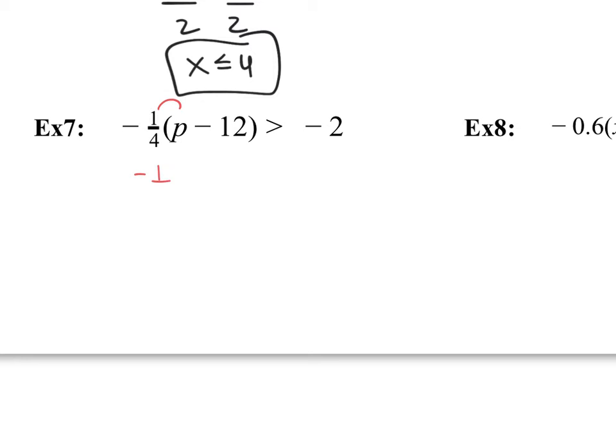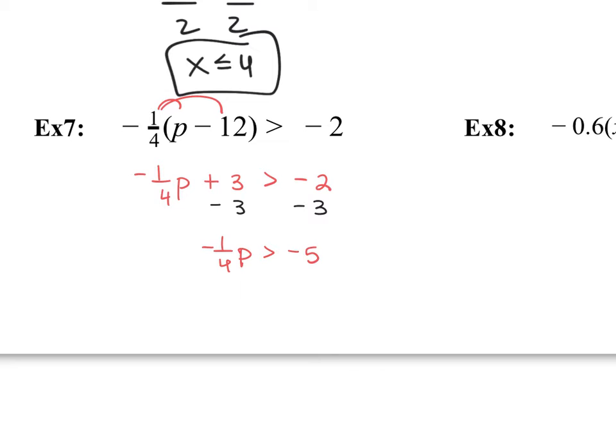So I would get negative 1/4 p, negative 1/4 times negative 12 would be positive 3 is greater than negative 2. Now even though I'm distributing a negative, which is multiplying, it's not something I'm doing on both sides of my inequality, so I don't have to worry about reversing the sign. My next step would be to subtract 3 from both sides, which would get me the new inequality of negative 1/4 p is greater than negative 5.